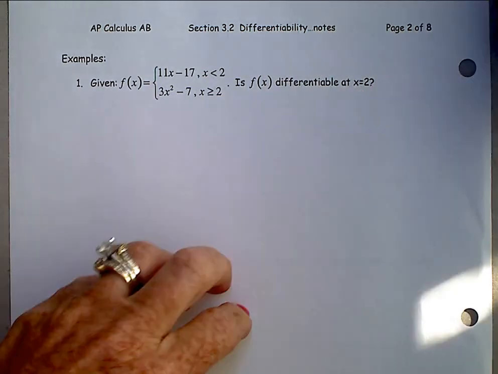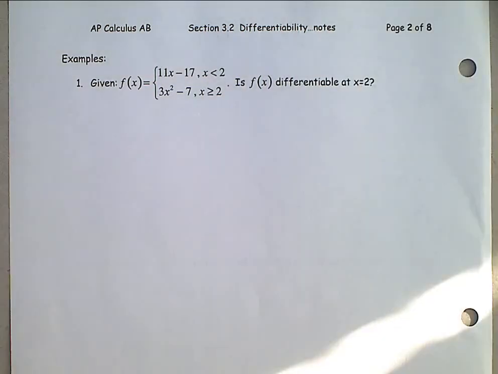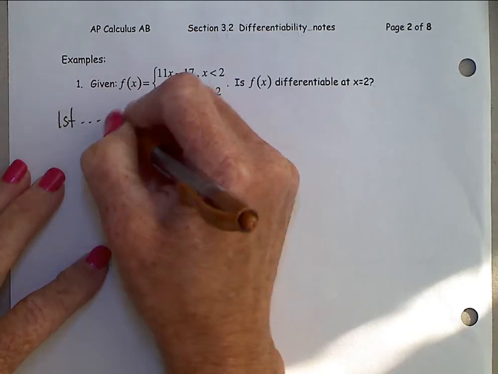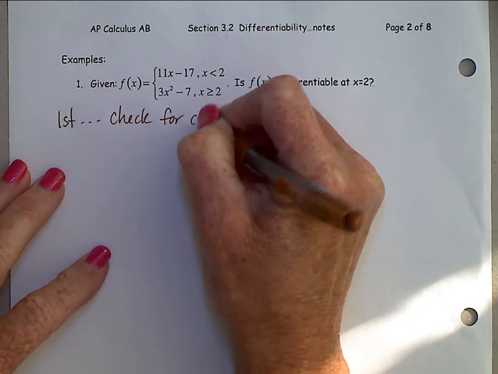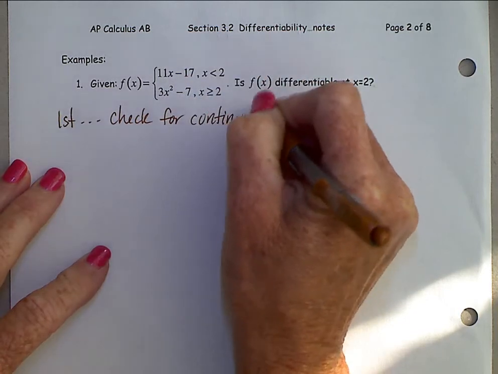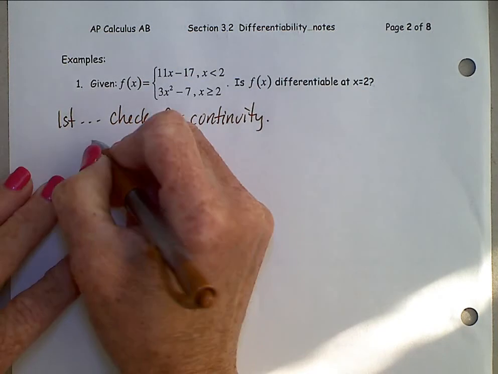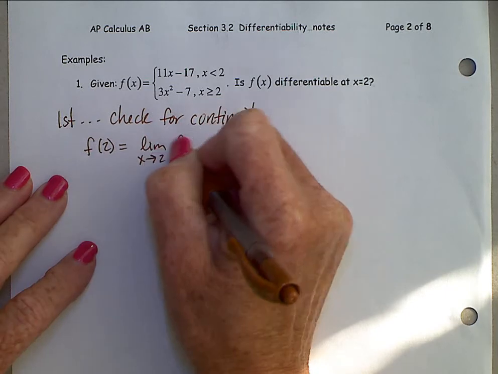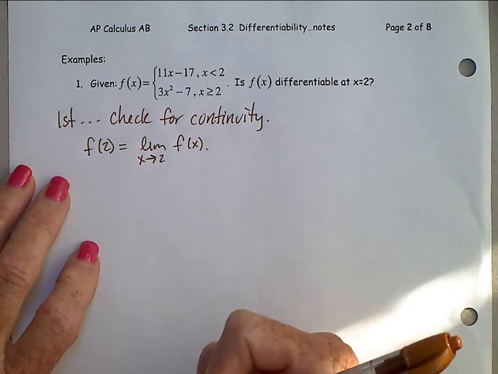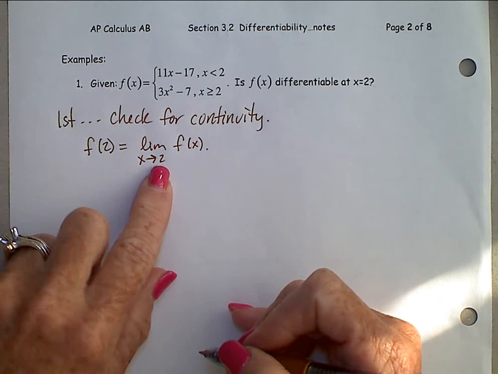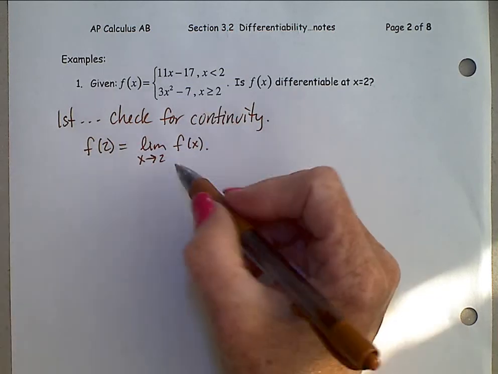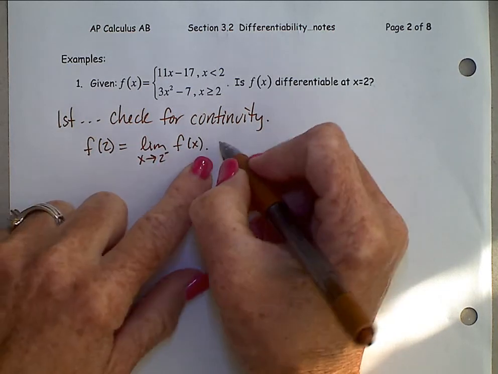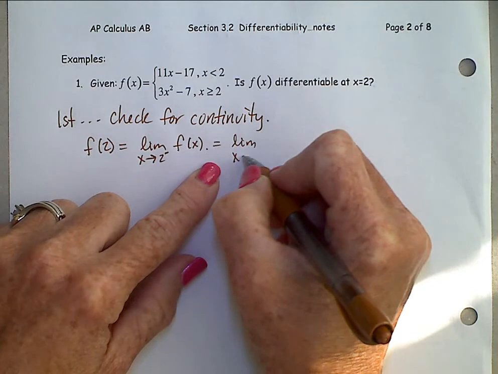The first thing that we want to check for is continuity. It's the easiest one to check. So we're going to check whether f of 2 is equal to the limit as x approaches 2 of f of x. Now, because this is a piecewise defined function, we actually need to check the limit from the left and the limit from the right. So let's just expand this: the limit from the left side of 2 equals the limit as x approaches 2 from the right.